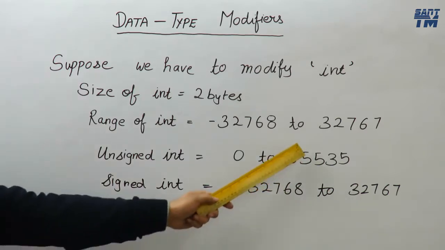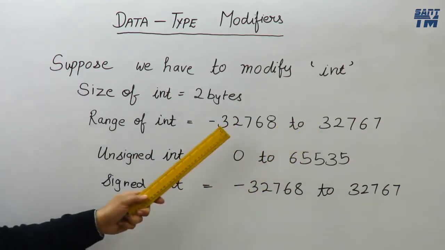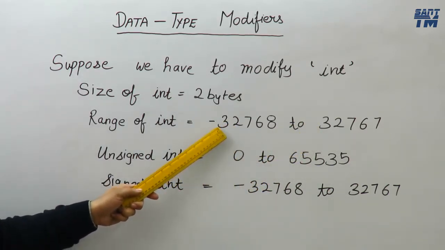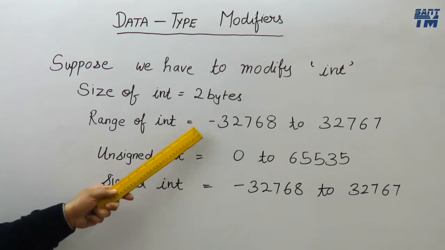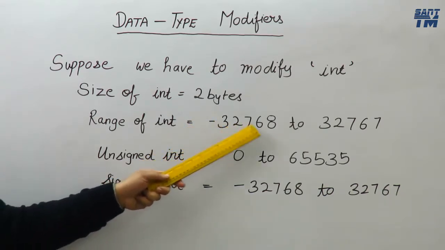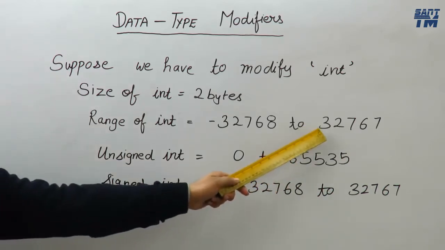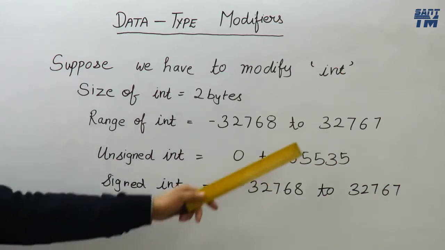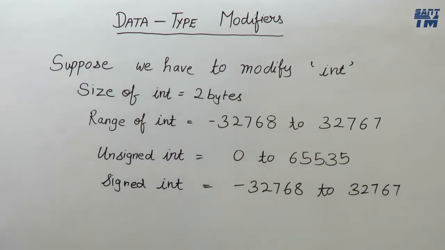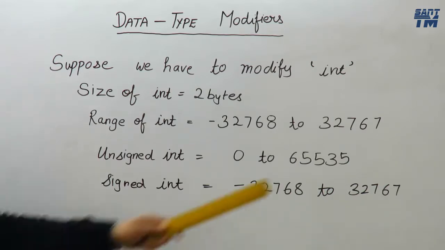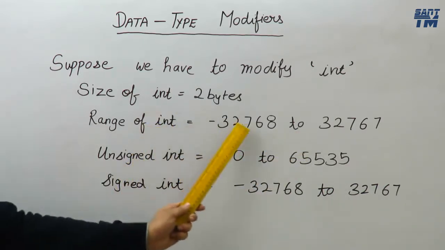The largest value we can give to a is this, and the smallest value we can give to a is this. If we try to give a smaller value than this, suppose I write a is equal to -62768, then int will not be able to accommodate that much in a. And if I write some number larger than this to a, say a is equal to 32768, then also a will not be able to accommodate the larger number in its memory. So this is the range of int.